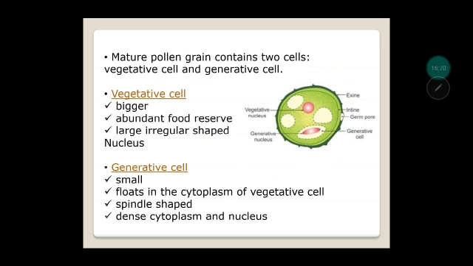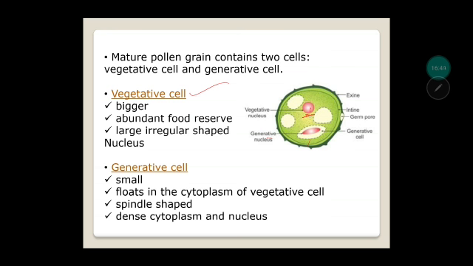Now let us study the structure of the pollen grain. You can see in this diagram, the pollen grain contains two cells: one is the vegetative cell and another is the generative cell. So obviously it has two nuclei, a vegetative nucleus and a generative nucleus. Let us compare these two cells first.